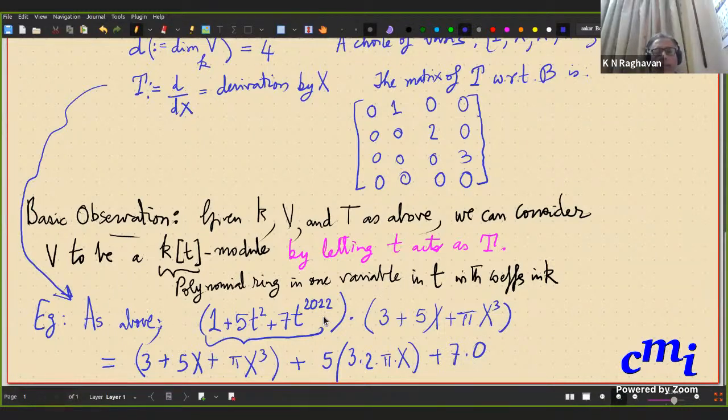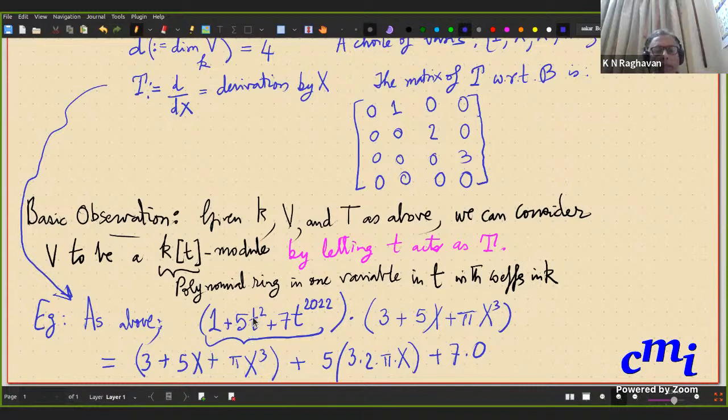The reason is this t acts like capital T, right? And what does t act as? T acts as just differentiation. So t square acts as differentiating twice, right? And t to the power 2022 acts as differentiating 2022 times. But if I'm going to take a polynomial of degree 3 and differentiate it 4 times, already it's going to be 0, right? So here you can see that this t to the power 2022 is just going to act as 0.